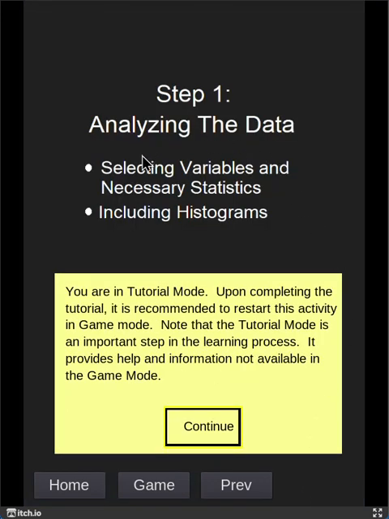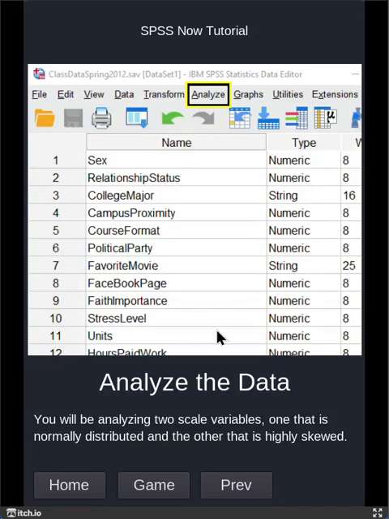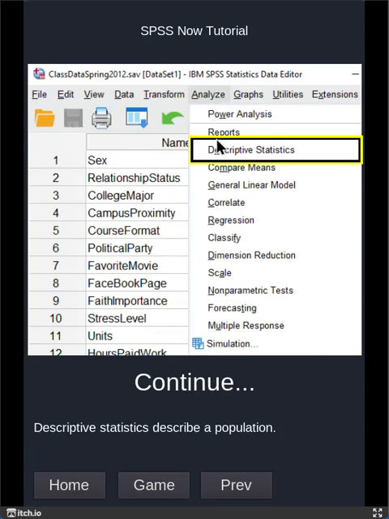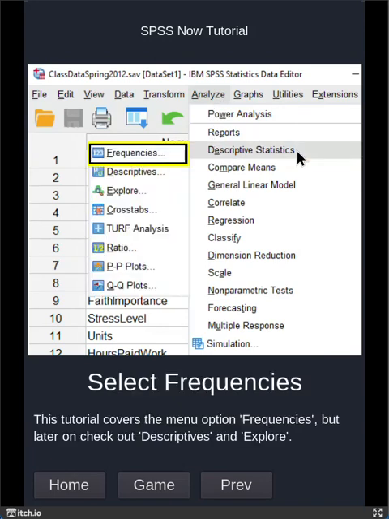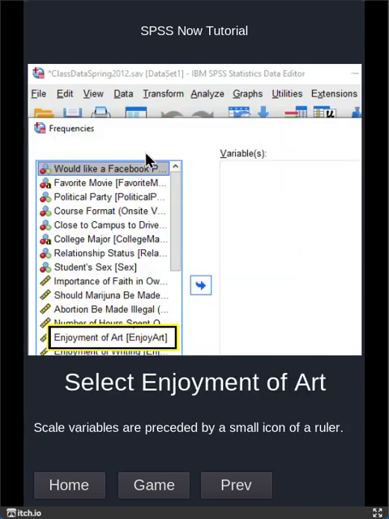All right, so analyzing the data, we'll look at selecting the variables and including histograms. Let's get started. So we're looking at a screenshot of SPSS, and to do the analysis of our scale variables, we're going to go to the Analyze drop-down menu. We're going to choose Descriptive Statistics and then Frequencies.